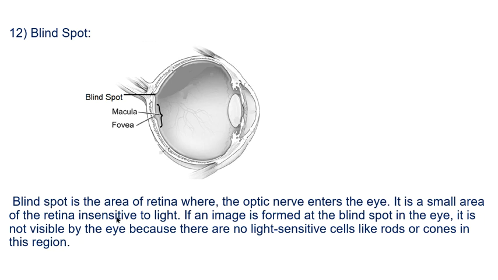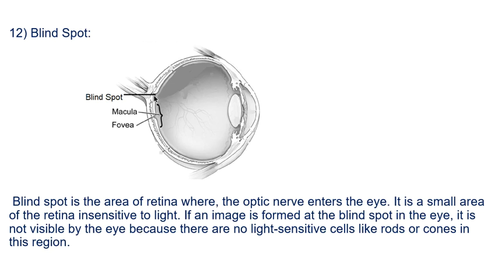So the blind spot is the area of the retina where the optic nerve enters the eye. This is the optic nerve, this is the retina, and this is the blind spot. It is the small area of the retina insensitive to light, meaning it can't respond to light. If an image is formed at the blind spot in the eye, it is not visible to the eye.